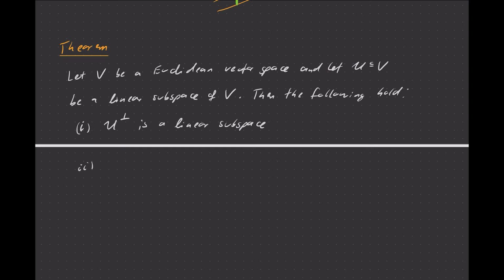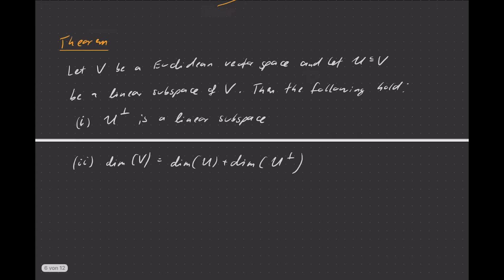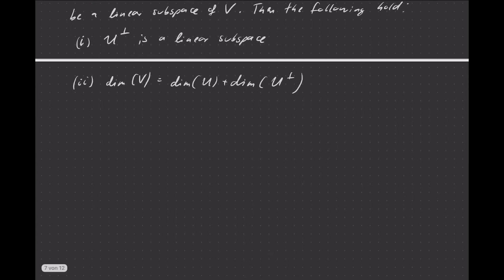Second, the dimension of V, the whole space, is equal to the dimension of U, the subspace, plus the dimension of the complement. So together, the dimensions add up to the dimension of the original space. Again, that's because we have a complement. So those two together make up the whole space.